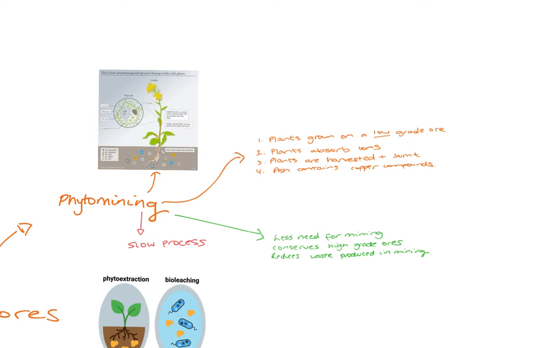However, the advantage of phytomining is that you do not need to do as much industrial mining. And this is a really good thing for loads of different reasons. But one of those reasons is it actually conserves the high-grade ores. So it means that we don't use quite as many of those high-grade ores, so they're around for longer if they are then needed down the line. And that links into sustainability.